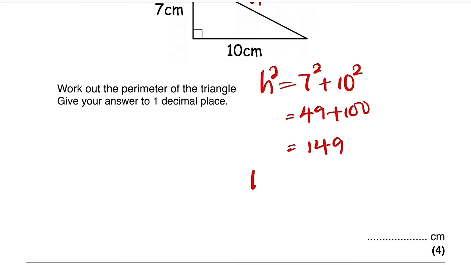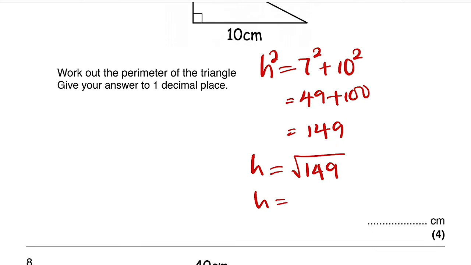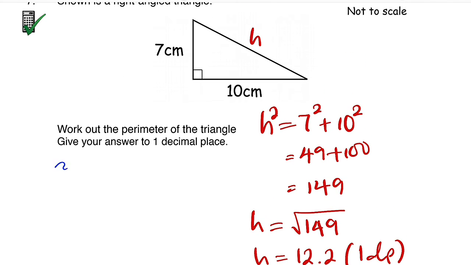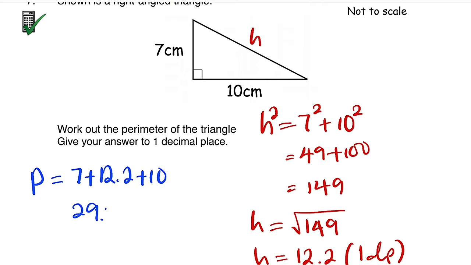And finally, to find the value of h, we take the square root of both sides. Just use your calculator. What is the square root of 149? The square root of 149 is 12.2 approximately in just one decimal place. So to find a perimeter, you need to add all the side lengths. So let me call it P equal to 7 plus the hypotenuse, which is 12.2, then plus 10. 7 plus 12.2 will give us 19.2, plus 10 is 29.2. 29.2 cm. This is the perimeter of this triangle.